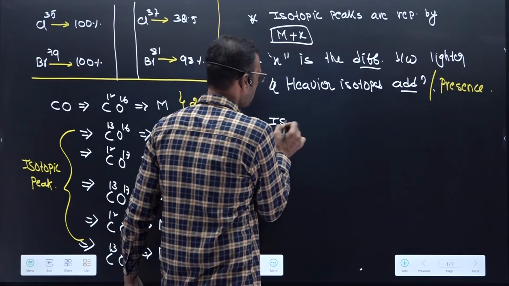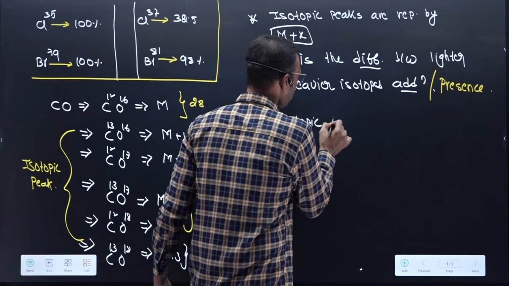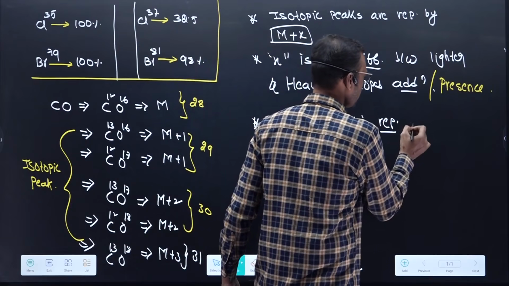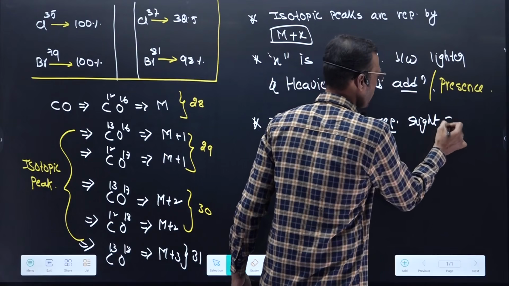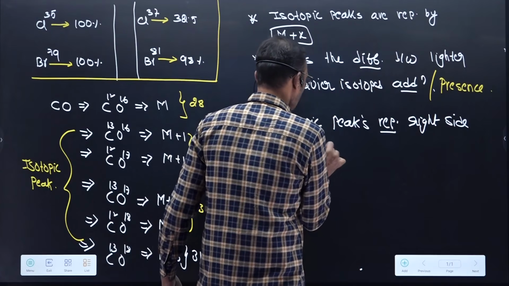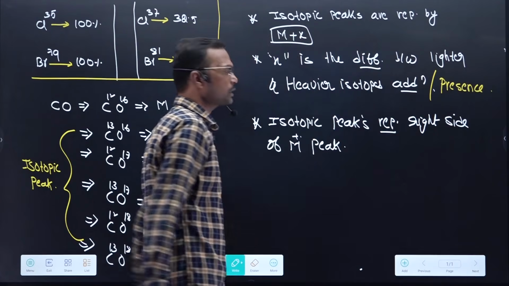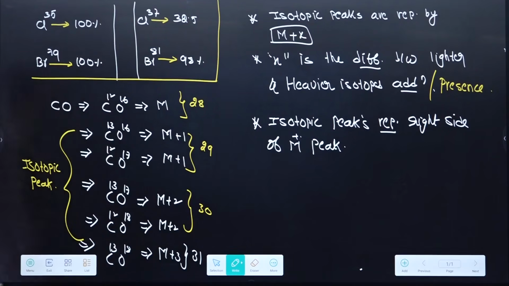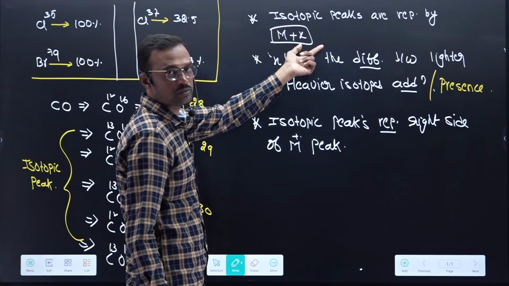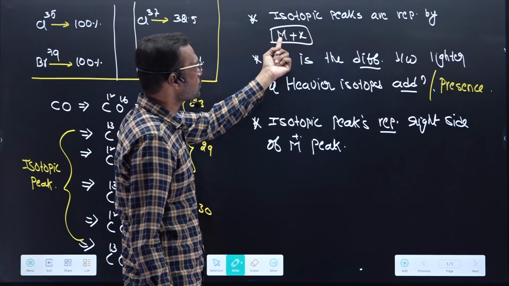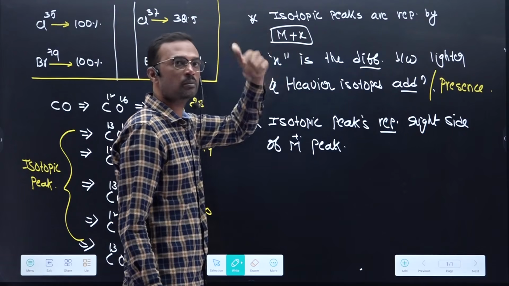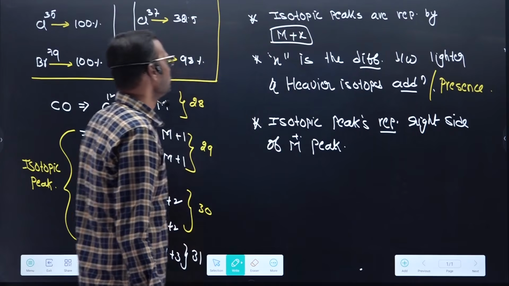So in mass spectrometry, isotopic peaks are represented on the right side of the molecular ion peak. Once you calculate the molecular ion peak, exactly on the right side the isotopic peaks are represented with M plus x. X is nothing but the difference between the molecular ion and the heavier isotope. M is the molecular ion with the lighter isotope. X is the difference in mass by adding heavier elements or heavier isotopes.